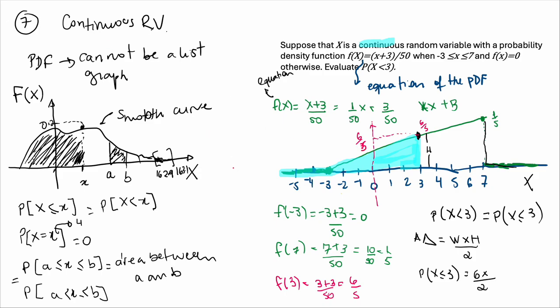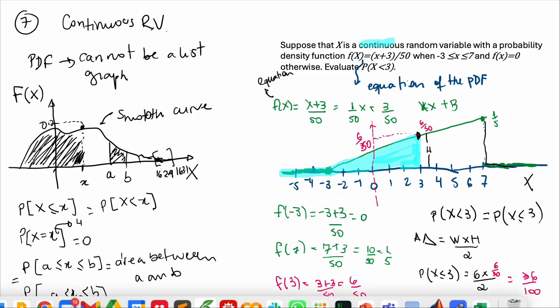How is it 6 over 5? No, it's over 50, right? So 6 over 50, I'm sorry, sorry for that. Okay. So I know the height. Now I know the height, so I just complete my calculation. This is 6 over 50. So this is 36 over 50, right? Over 2, so this is 36 over 100.